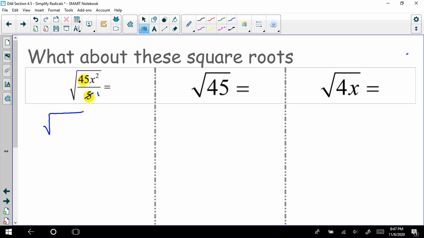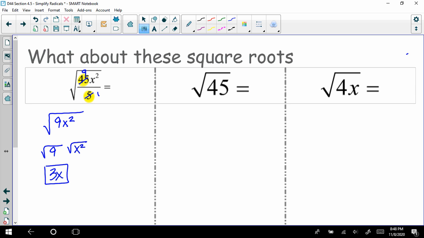5 goes into itself once, and into 45 9 times. So we're really left with the square root of 9x squared. And I can look at that as the square root of 9 times the square root of x squared. Both of those are perfect, so our answer is 3x.